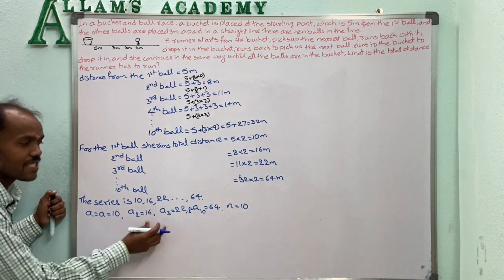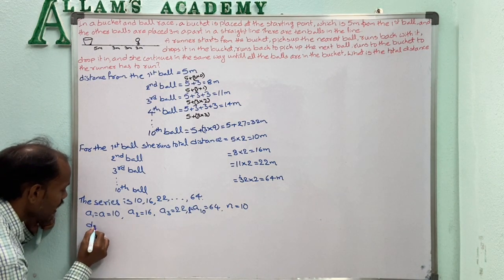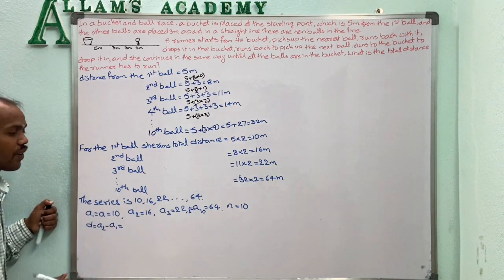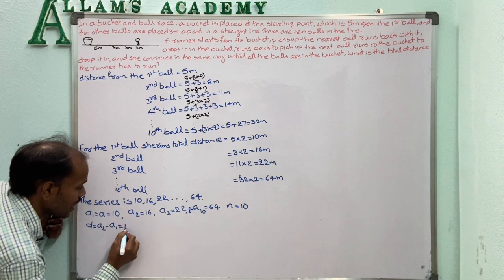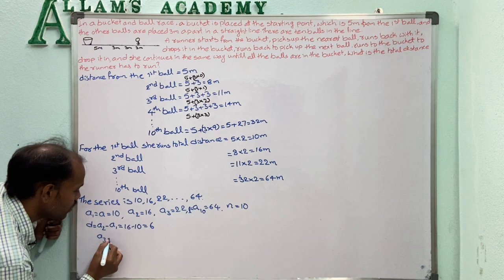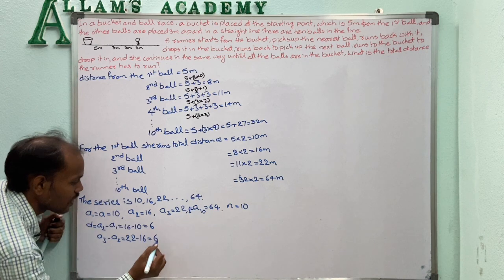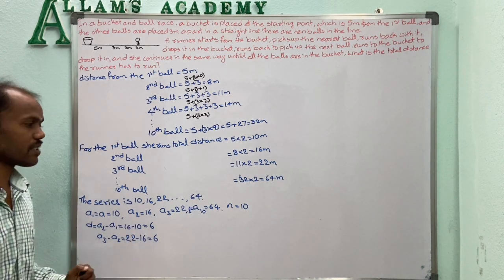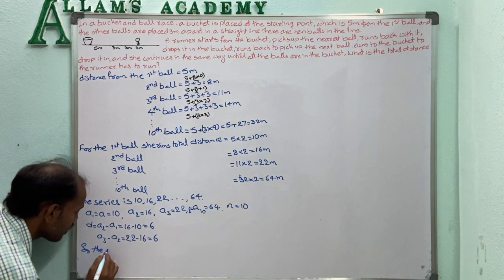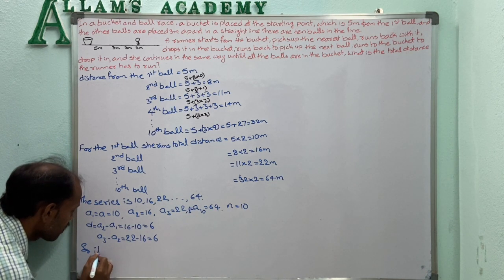Now we check whether this is in arithmetic progression or not. For that purpose, we find the common difference d, the difference between two consecutive terms. So 16 minus 10, a2 minus a1, that equals 6. Otherwise, a3 minus a2, 22 minus 16, equals 6. So here the common difference is the same. So the given series is in arithmetic progression.